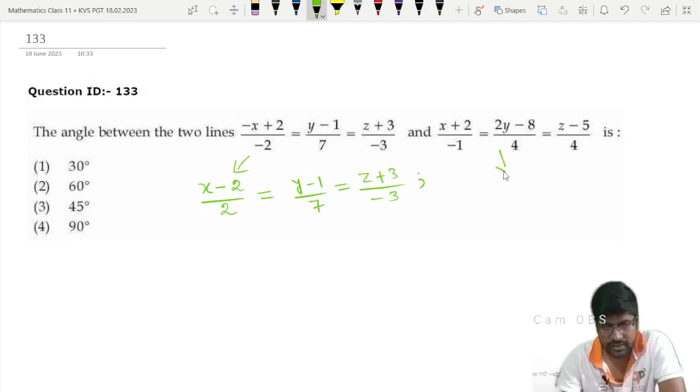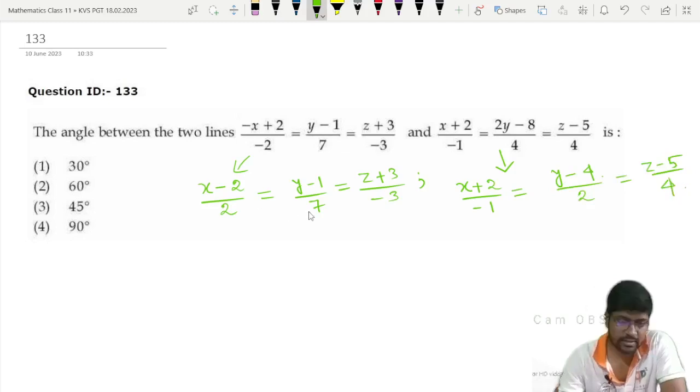Similarly, the equation of the second line I will rewrite as x plus 2 divided by minus 1, equal to, just divide by 2 both numerator and denominator, 4 divided by 2, equal to z minus 5 by 4. So now these straight lines are in their standard form.